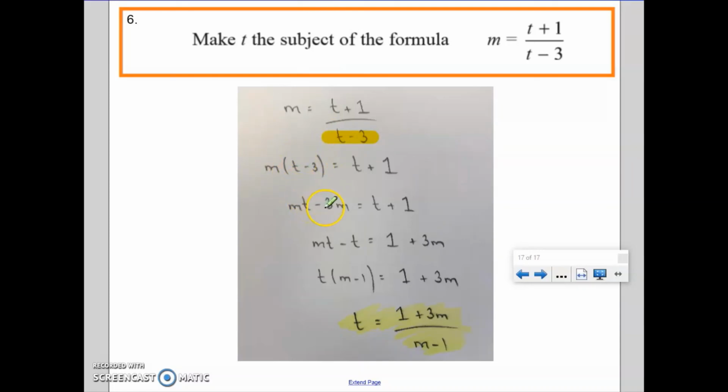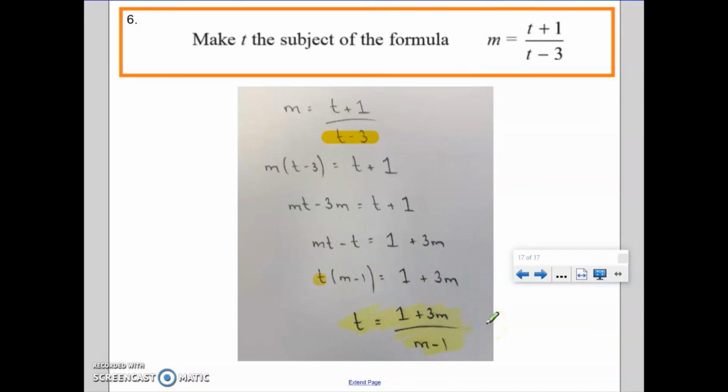Then I went ahead and expanded that bracket, continued the manipulation. We did need to factorize again at some point because we ended up with 2 different t's here and we only wanted a single t. Final step was to divide both sides by m minus 1, leaving me with this correct rearrangement.